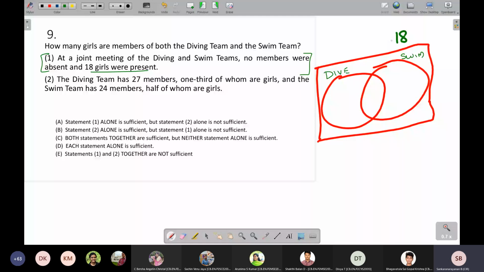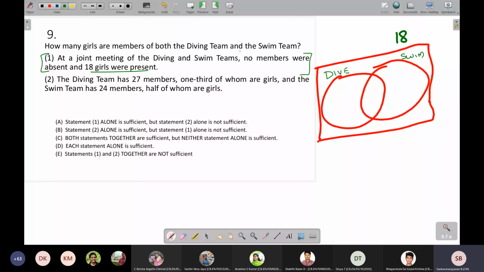That is the only input that you get from statement 1 alone. But from that, it is 18. How many belong to diving? How many belong to swimming? And how many belong to both? I cannot arrive at that. So statement 1 alone is not sufficient. Eliminate option A and option D in this case.